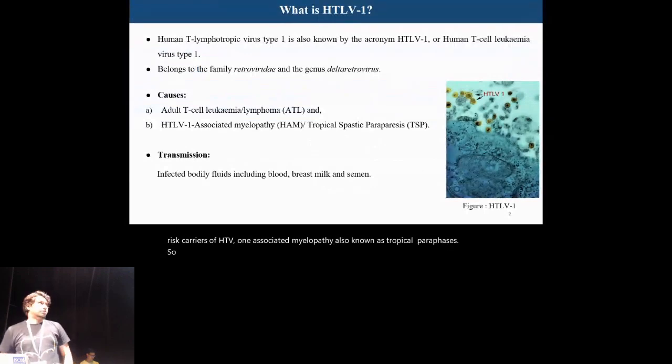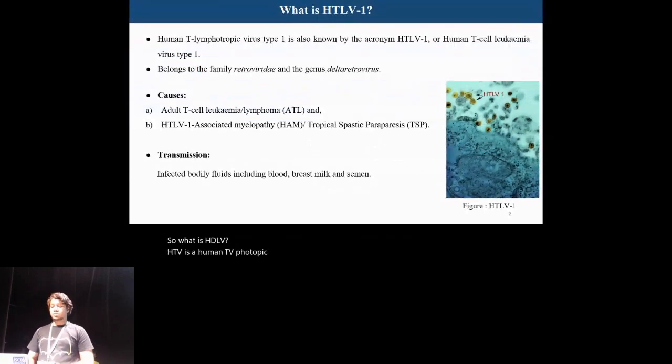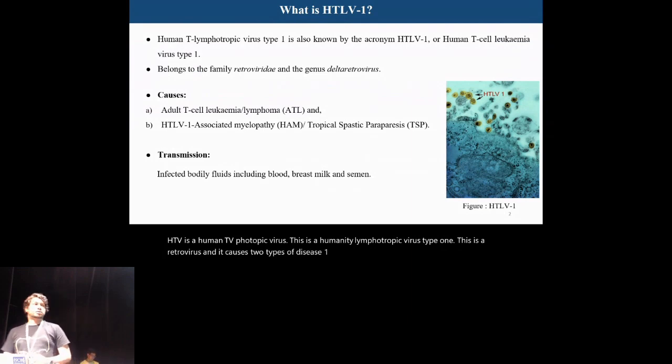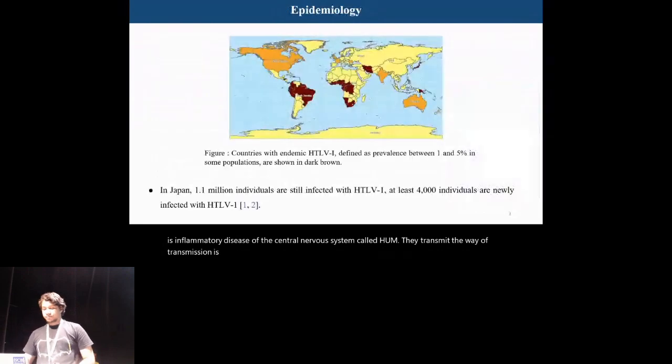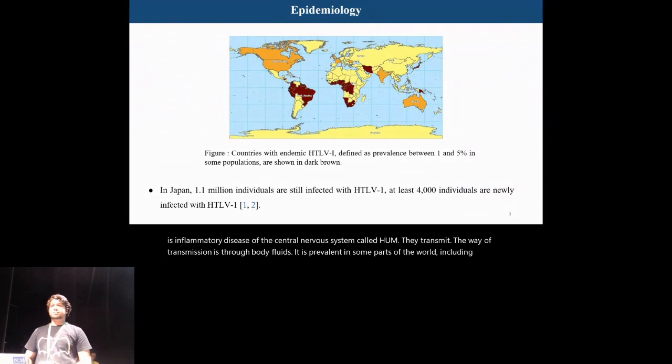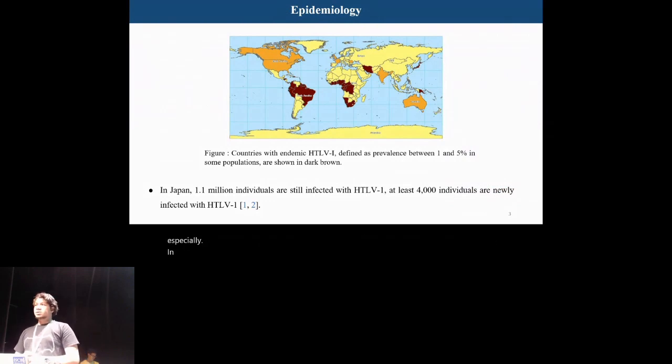So, what is HTLV? HTLV is a human T lymphotropic virus. This is a human T lymphotropic virus type 1. This is a retrovirus, and it causes two types of disease. One is a type of blood cancer called ATL, and another is an inflammatory disease of the central nervous system called HAM. The way of transmission is through body fluids. It's prevalent in some parts of the world, including Japan, especially in southern regions like Okinawa and Kyushu.